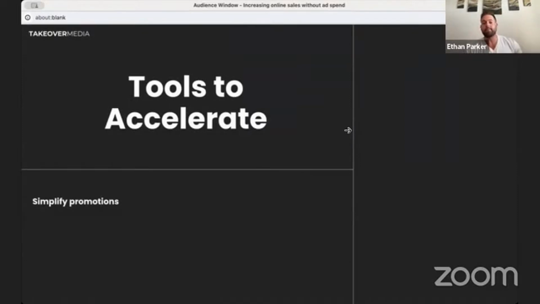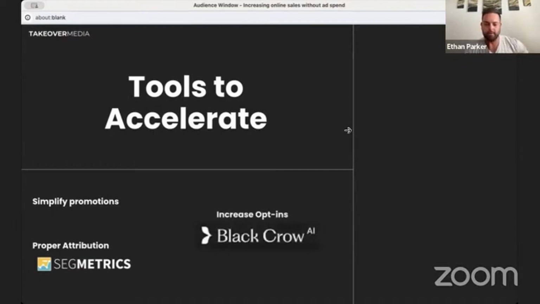All right, some tools that you can use to help do all the things that I just mentioned. Number one, Simplify Promotions. Oh, my logo didn't pop up here. You need proper attribution too. Segmetrics. I don't know why my promotions app didn't pop up. It's Abra Promotions, really great platform.